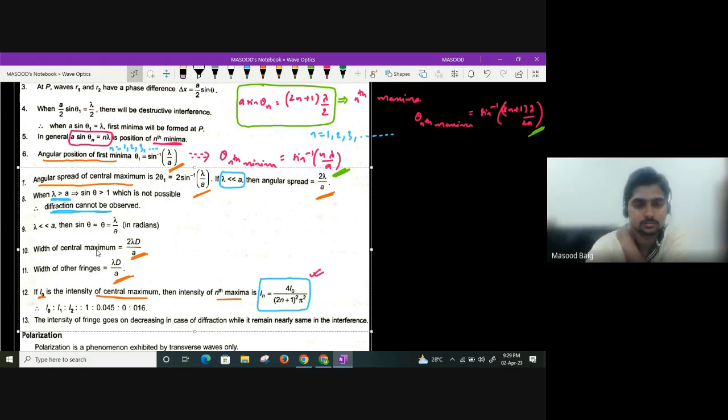Clear, all of you? Yes or no? So please remember these formulas in diffraction, right?